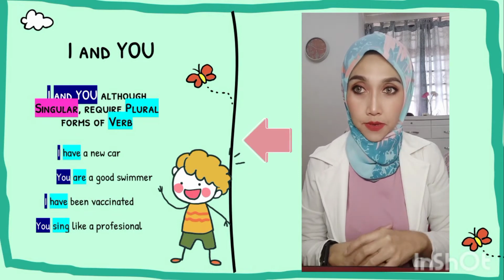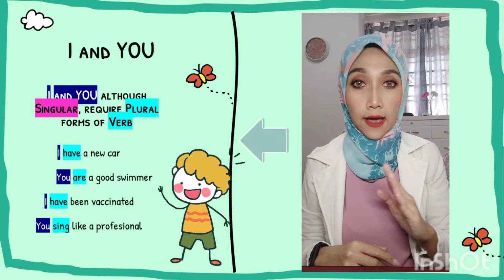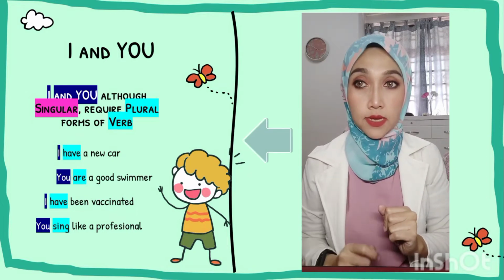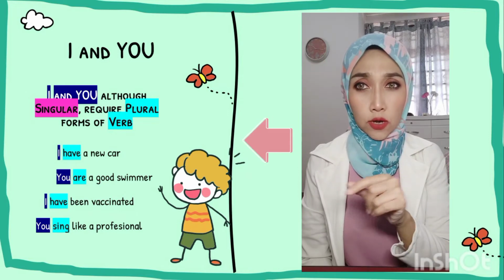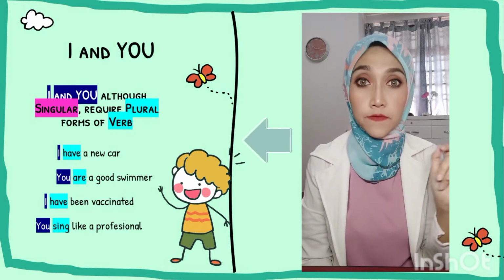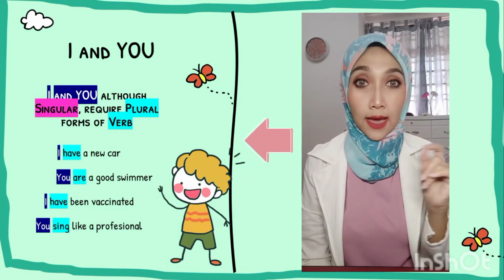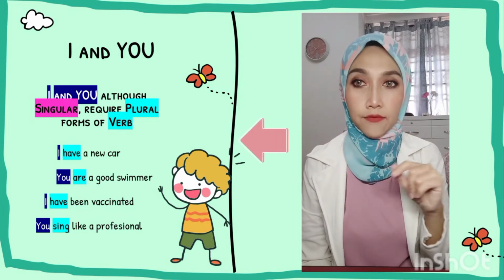Let's look at the examples. I have a new car. I, singular, one person, have a new car. But "have" there, the turquoise highlighted verb, is a plural verb. For a singular word, normally we use "has", right? But for I, we have to use "have". I have a new car.